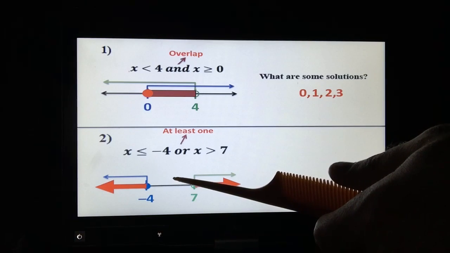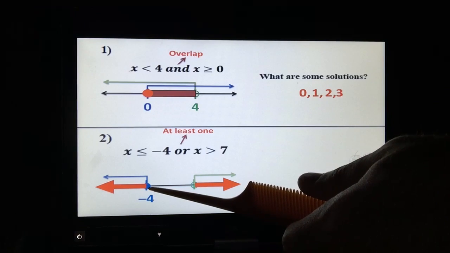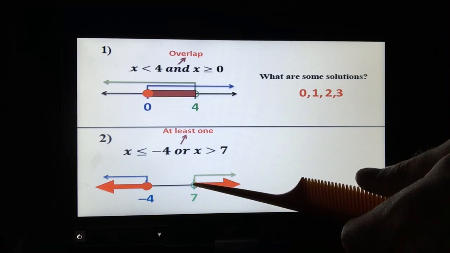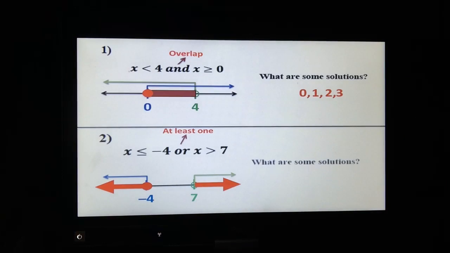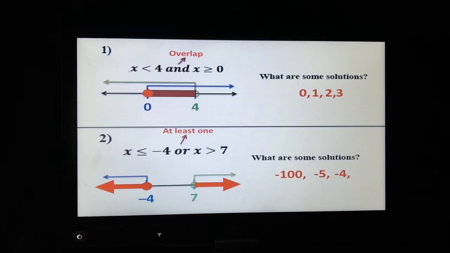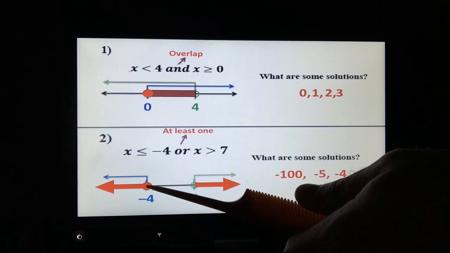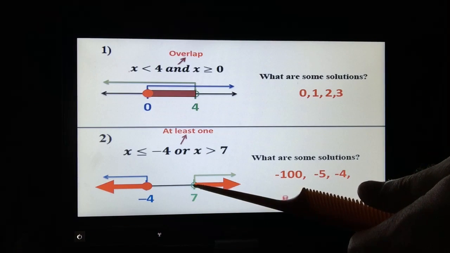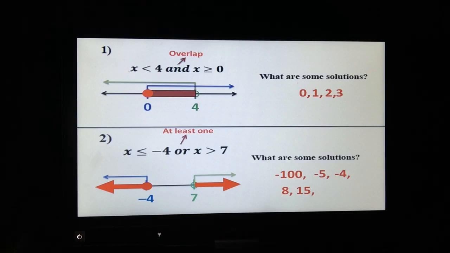Now, the other place that you would see shading is right here at negative 4 because negative 4 has a closed circle. Since this is an open circle, we are not including that one. All right, so some solutions for this one. We have negative 100, negative 5, negative 4. Now, negative 4 is included because it is a closed circle, but 7 is not, so we'd skip 7. So we got 8, 15, 100. So these are some solutions for you.